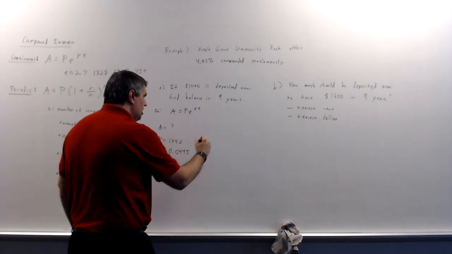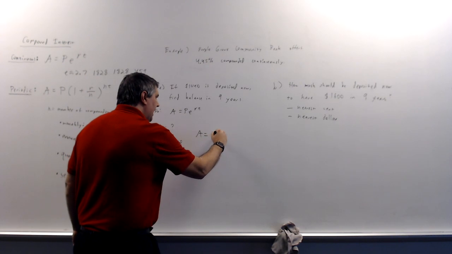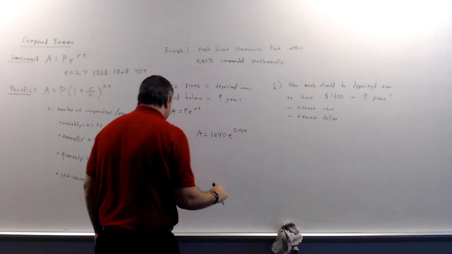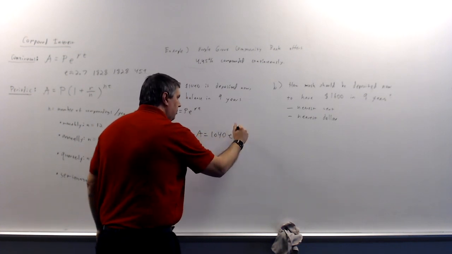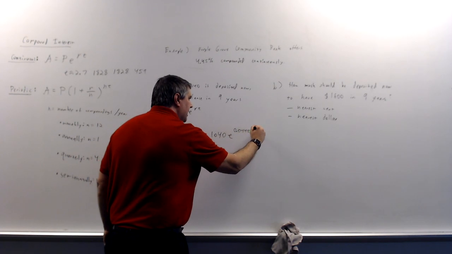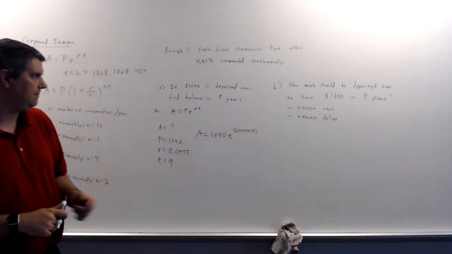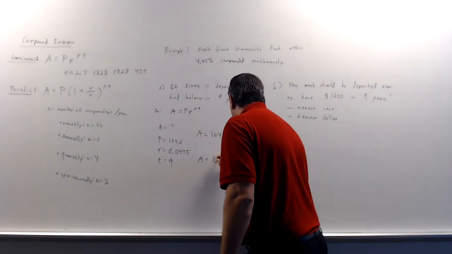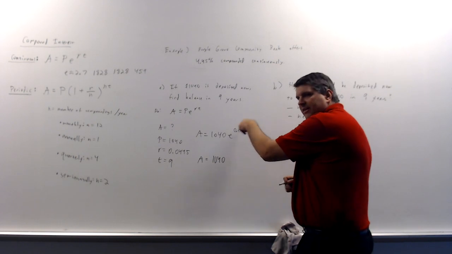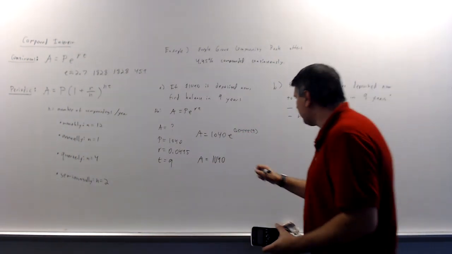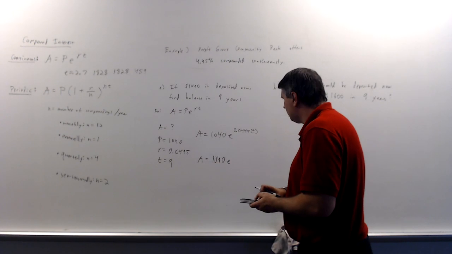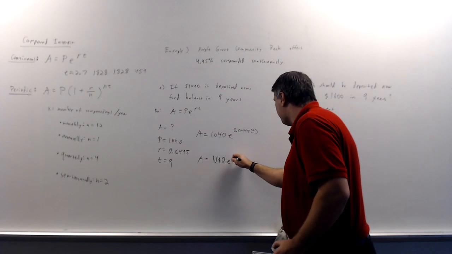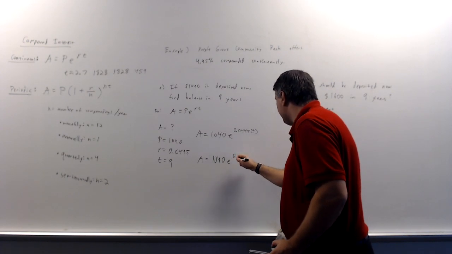So A equals 1,040 times e to the 0.0445 times 9th power. Okay? Every calculator handles this differently, so what I would recommend you do is multiply this out. Okay? So leave the e, 0.0445 times 9 is 0.4005.